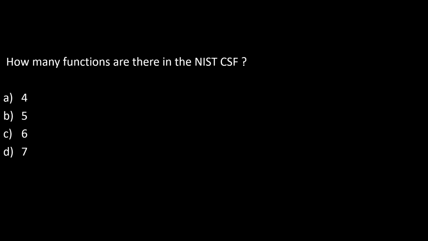How many functions are there in NIST CSF? Options are 4, 5, 6, and 7. The correct answer is 5. Actually, answer is B. I am just explaining what these five are. Number one is identify. Second one is protect, detect, respond, and recover. So these are the 5 core functions of NIST. So option number B, 5, is the correct answer. Moving to the next slide.